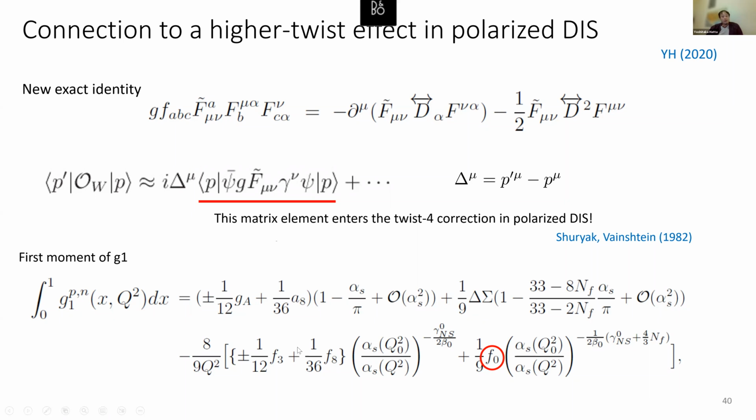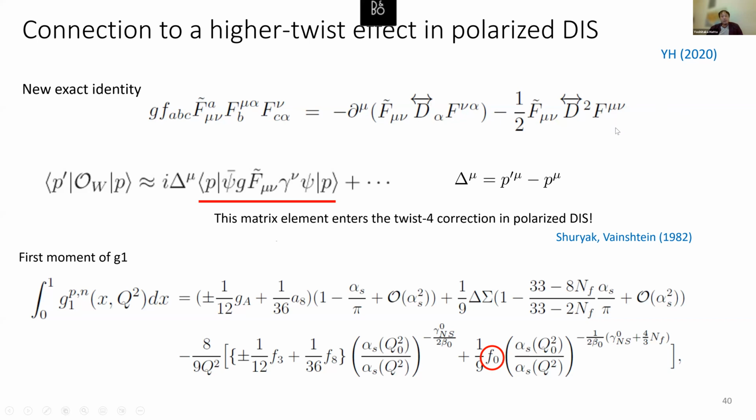But if you go to the higher twist, the second line, which is suppressed by 1 over Q squared, then this parameter F0 is actually proportional to this matrix element of the polarized Weinberg operator. So we have some connection between this Weinberg operator and this parameter F0. But there's another operator in this.